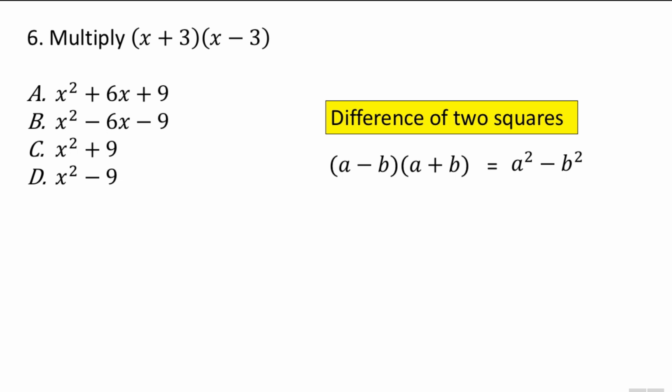So if I square x, I get x squared. If I square 3, that really means 3 times 3, and that's equal to 9. And again, remember what we used to separate the two terms? A minus sign, which means our answer must be D. Lovely. I hope you got this question, guys.